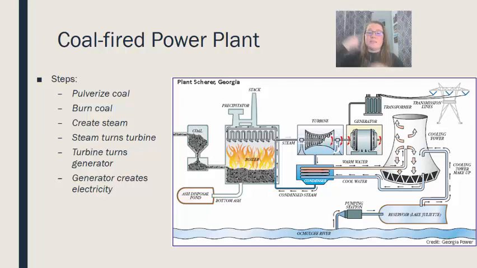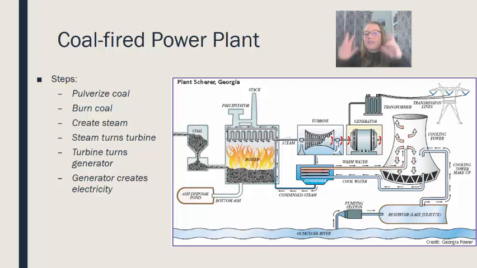In the turbine, that steam spins it to generate the electricity, and after that the steam really loses all of its energy, so it starts to cool and condense, and it kind of falls down out of that turbine.